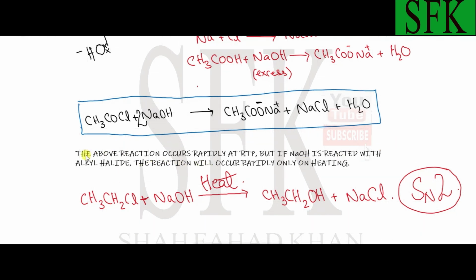Okay, and this reaction occurs rapidly at RTP. But if NaOH is reacted with an alkyl halide, the reaction will occur rapidly only on heating, again proving that this is less reactive compared to the acyl chloride. So heating is required again, and in the above reaction, no heating was required, and the reaction occurred rapidly at RTP. So the reaction of the alkyl halide with NaOH under heat produces ethanol and NaCl.